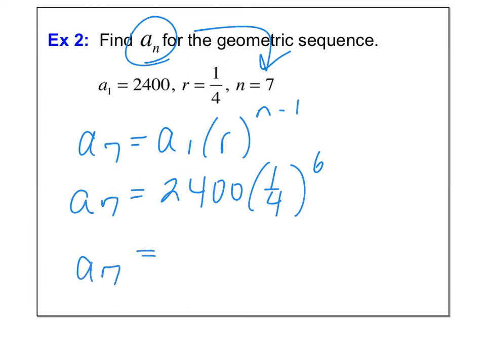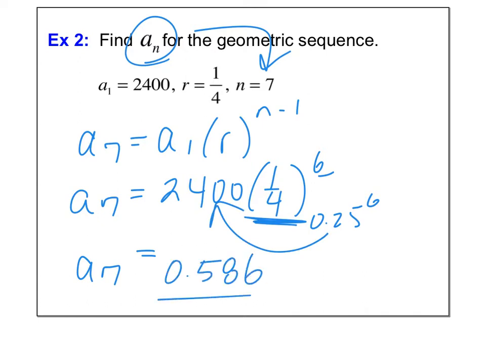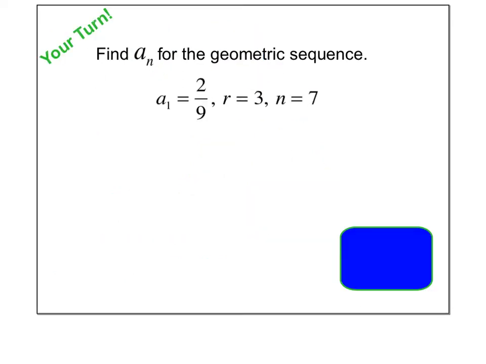We can simply substitute it into the equation and then use our calculators to figure out the 7th term in this geometric sequence. Using your calculators, take 1/4 or 0.25 to the power of 6. When you get that value, times it by your 2400 and you should get 0.586 as your answer. Go ahead and give this one a shot. You can pause the video and then fast forward to the answer if you want, or listen to me work through it.